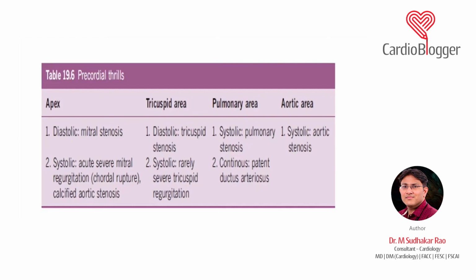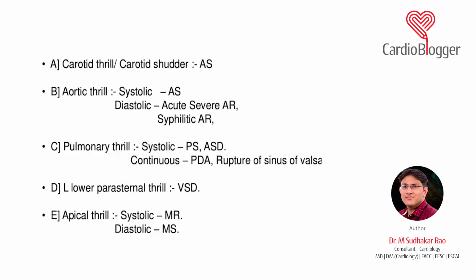If the thrill is again localized to the aortic area, you should always suspect significant valvular aortic stenosis. Now, apart from this, if you get a thrill at the carotid and the suprasternal notch, you should always suspect that aortic stenosis is there. A systolic aortic thrill suggests AS, whereas a diastolic thrill suggests AR. We should always remember that in AR, the diastolic thrill is very uncommon, like the systolic thrill of MR, though a diastolic thrill in AR is even more uncommon than the systolic thrill of MR.